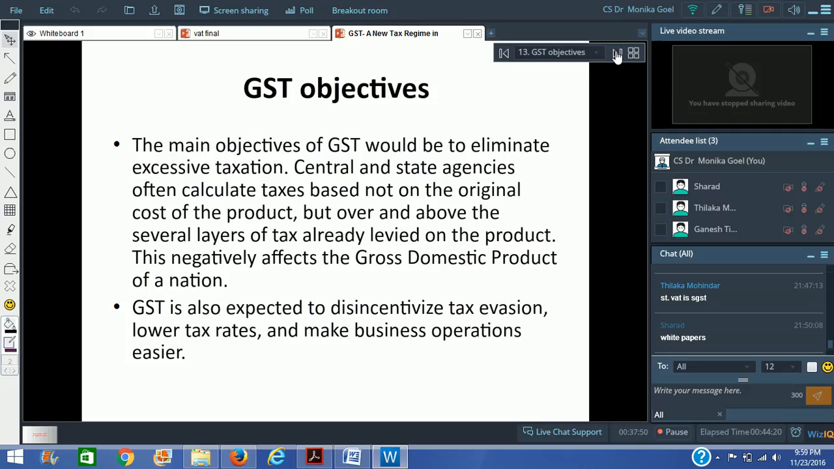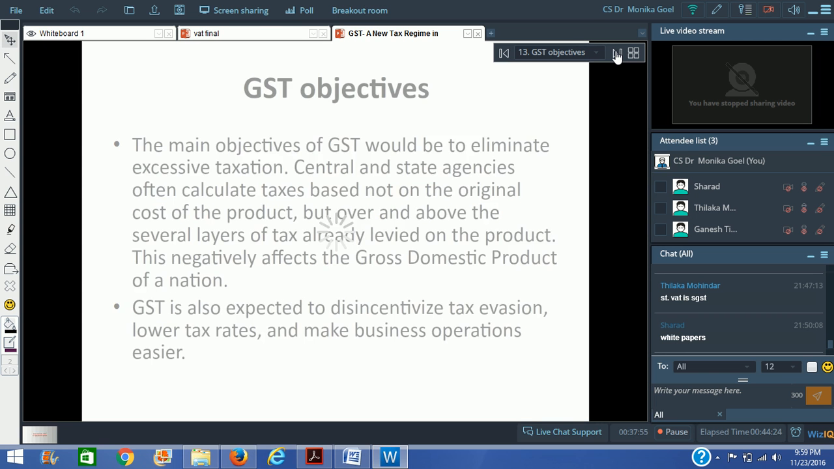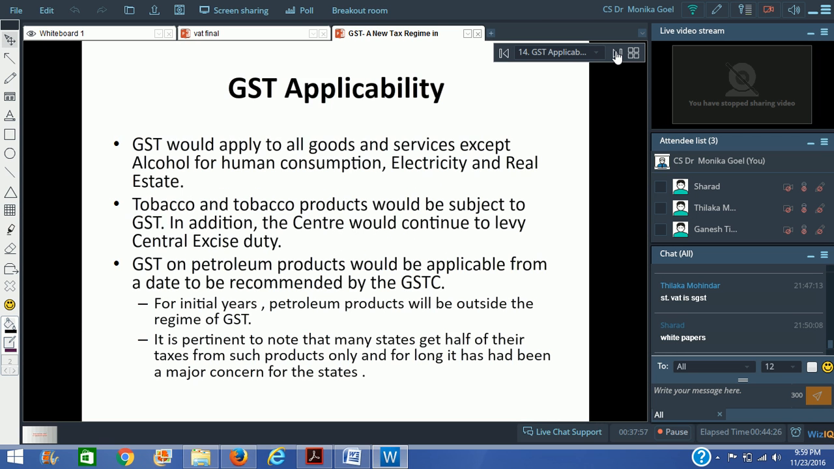So in this particular system, the idea was to eliminate excessive taxation so that we can get the set-off of the input tax credit at various stages. The idea is to disincentivize tax evasion, come up with a lower tax rate, and make the business operations easier.